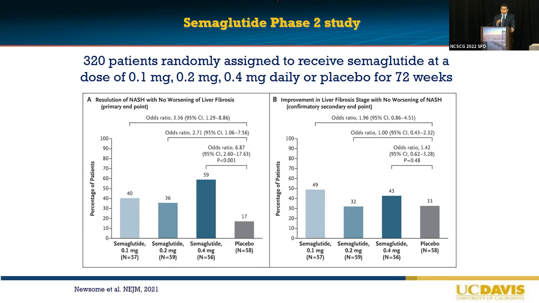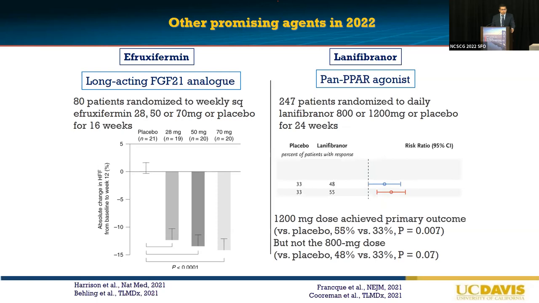It's important to keep in mind they got a 33% placebo response. So it's definitely hard to get a significant value in the treatment arm if you have such a very high placebo response. So another promising agent, and again, I chose this just by the toss of a coin. There are a multitude of other drugs. Efruxifermin is a long-acting FGF21 analog. 80 patients were randomized to weekly subcutaneous efruxifermin 28, 50, or 70 milligrams or placebo for 16 weeks. Again, it showed significant improvement in the absolute hepatic fat fraction compared to the placebo.